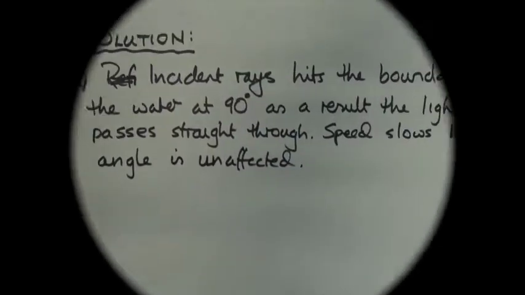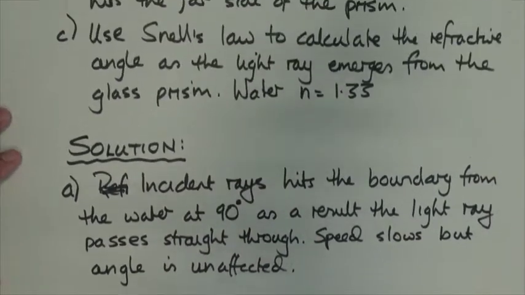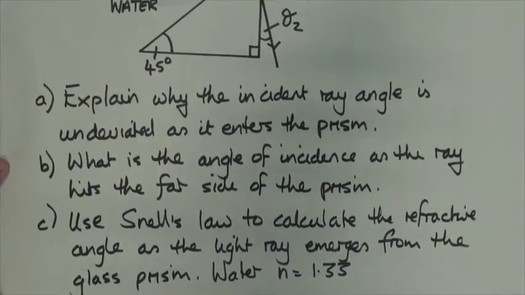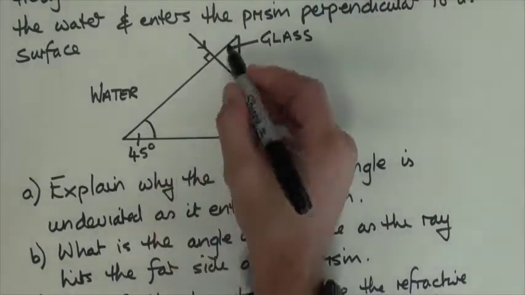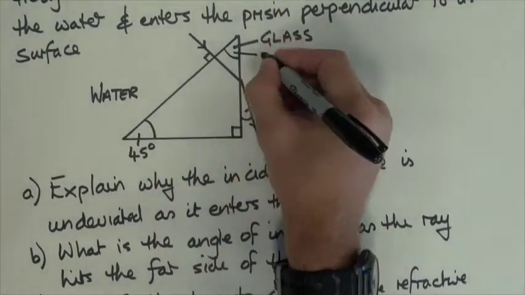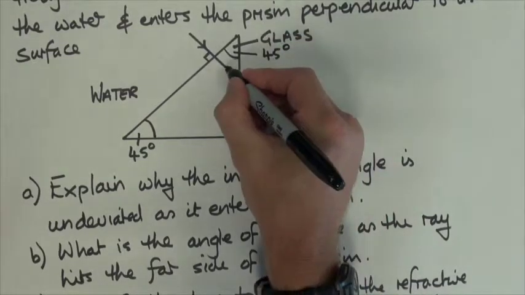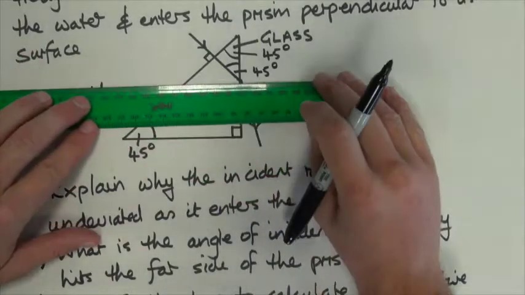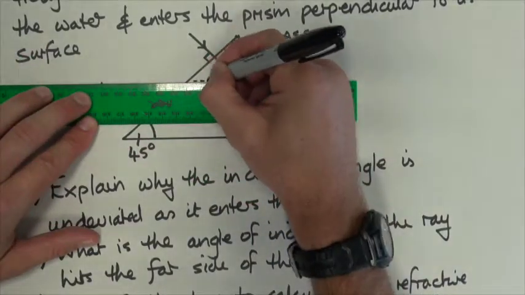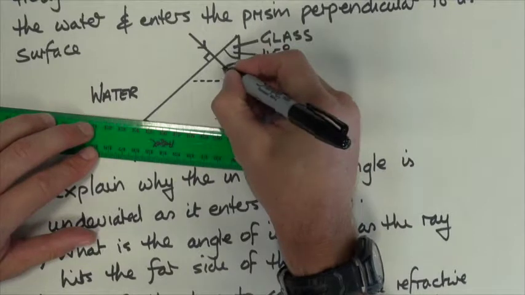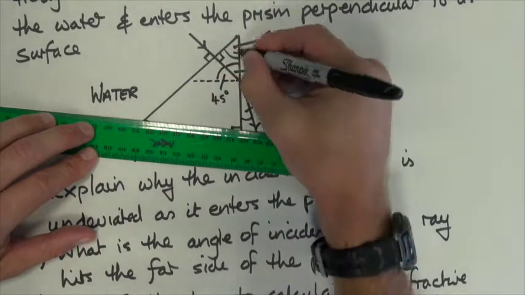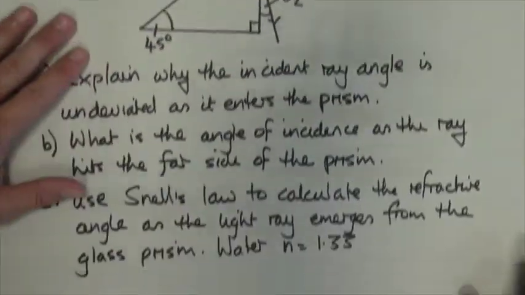Okay, so let's look at solution B. The question asks, what is the angle of incidence as the ray hits the far side of the prism? Well, we know the angle of one is 45 degrees, which means the other one must be 45 degrees. It's an equilateral triangle. That means the equilateral triangle is also made between the incident ray coming in. Now here's the normal, which means if it's 45 degrees on one side, it's going to be 45 degrees on the other, because it's got to be 90 degrees overall.